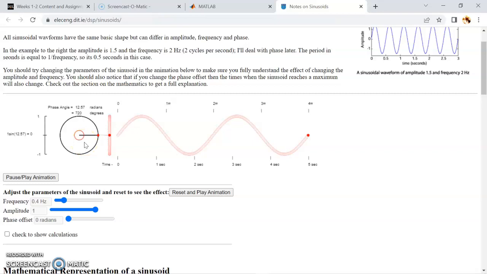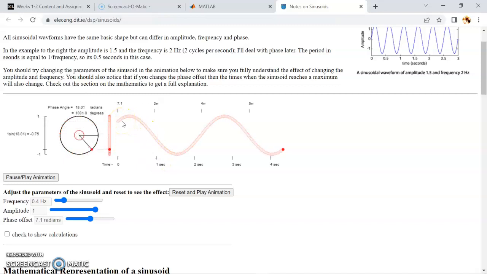In this case, it is 1. So it goes up 1 and it goes down as far as 1. And phase dictates where the waveform starts, kind of. For this example, you can see if I change the phase, it starts up here instead.